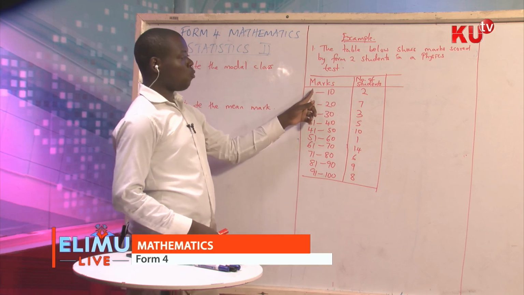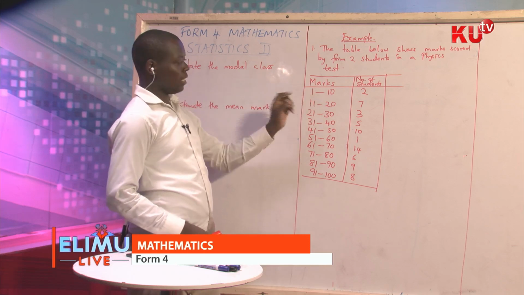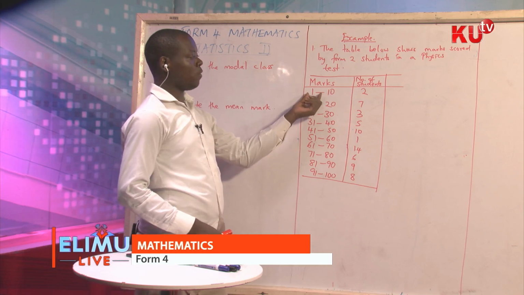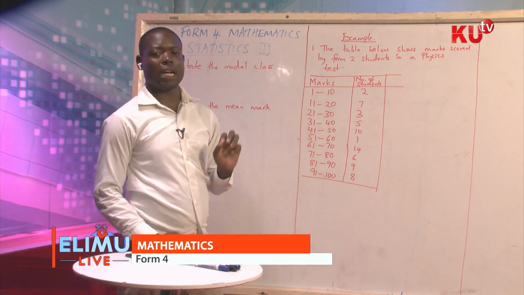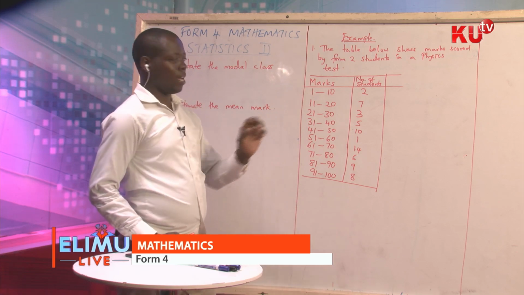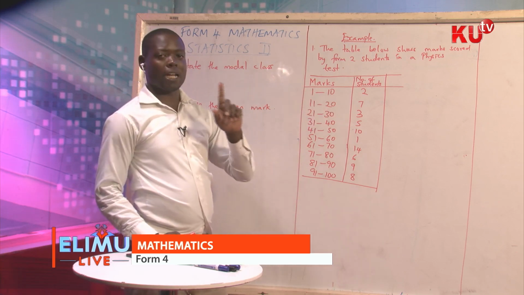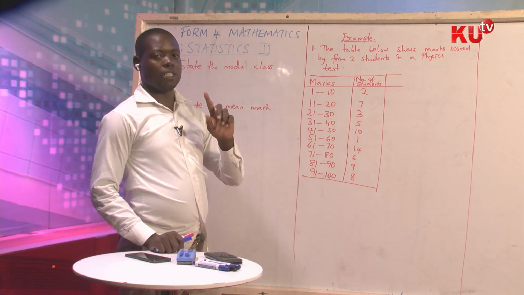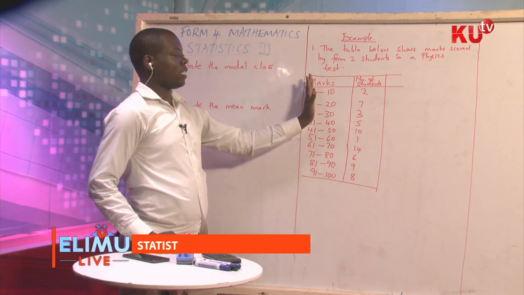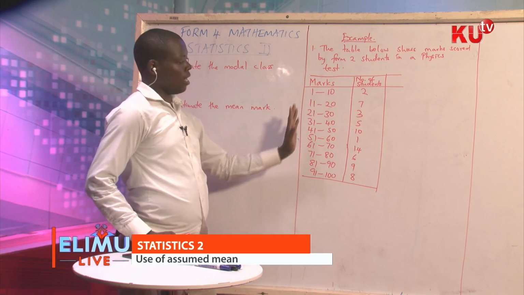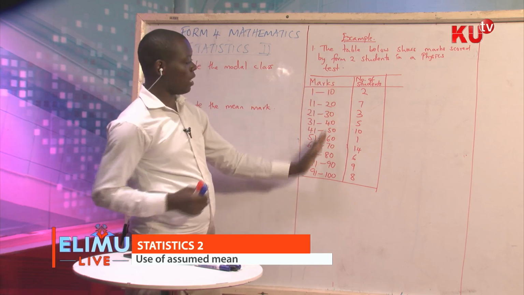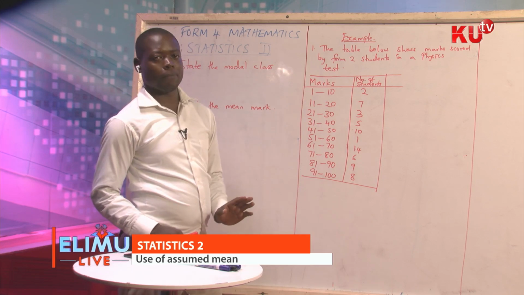When we talk about 1 as a representative of this class, 1 represents what we call the lower class boundary, and 10 is the upper class boundary. So in simpler terms, what is on the left is the lower class boundary, and what is on the right is what we call the upper class boundary.